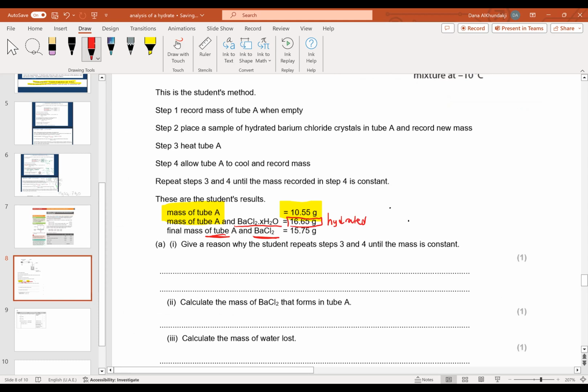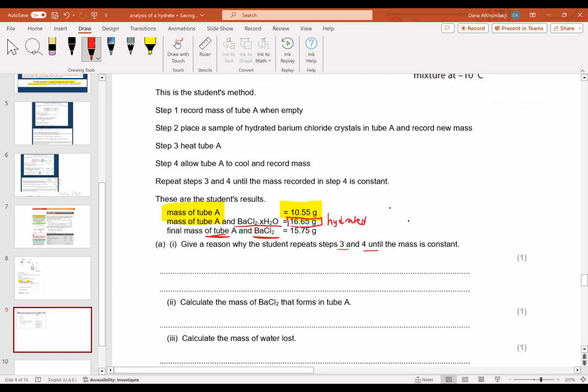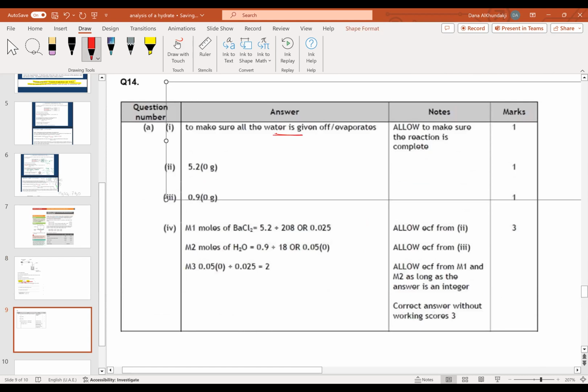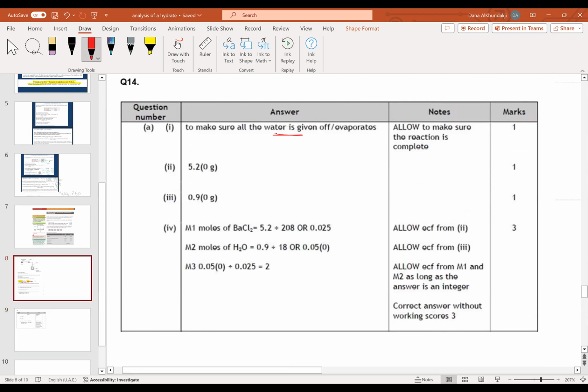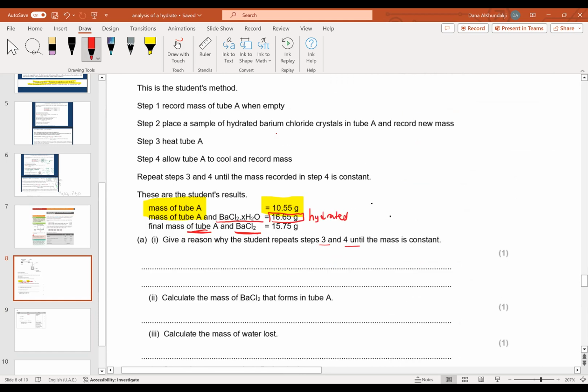Question: give a reason why he repeats steps 3 and 4 until the mass is constant. Why do we do that? Because we need to make sure that all the water has been removed, okay? Is given off or removed or evaporated, okay? So to make sure that I dehydrated it completely.